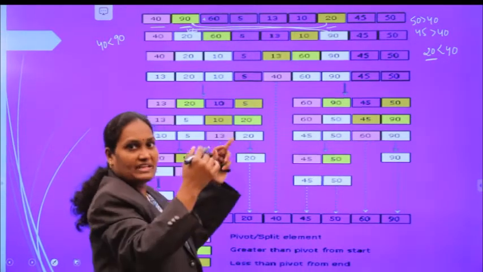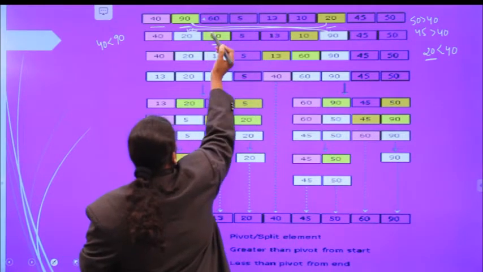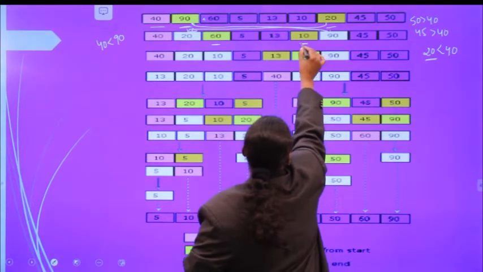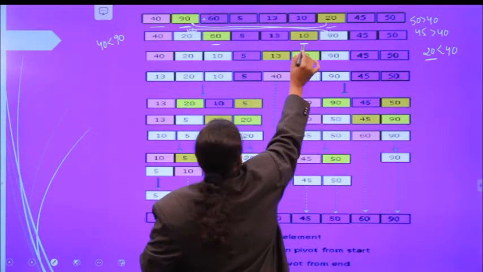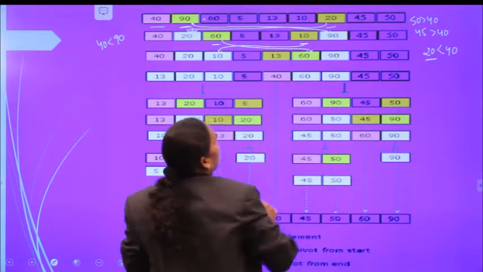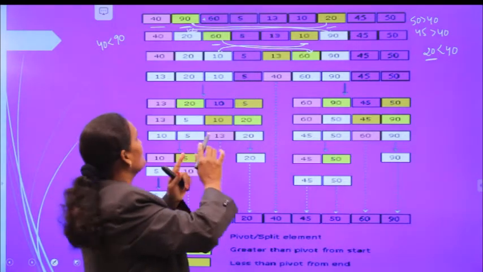In the same way we need to continue the procedure. Now let us see, the next element greater than the pivot is 60. Going from the right, the next lesser element is 10. Now 10 comes here and 60 comes there. So that is, we swap those two elements.